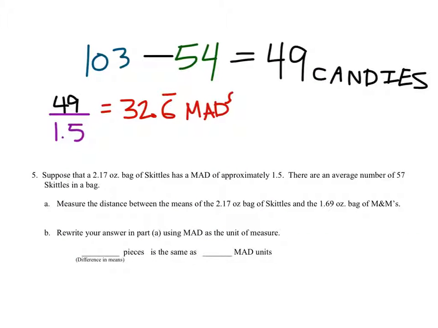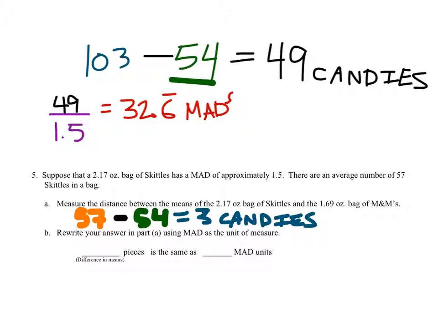Suppose that a 2.17 ounce bag of Skittles has a MAD of approximately 1.5, same MAD as the others. There are an average number of 57 Skittles in a bag. What's the distance between the 2.17 ounce bag of Skittles and the 1.69 ounce bag of M&Ms, which was the 54? So the distance between the two would be, the new one is 57, and then we'll just subtract that 54. So that is 3 candies.